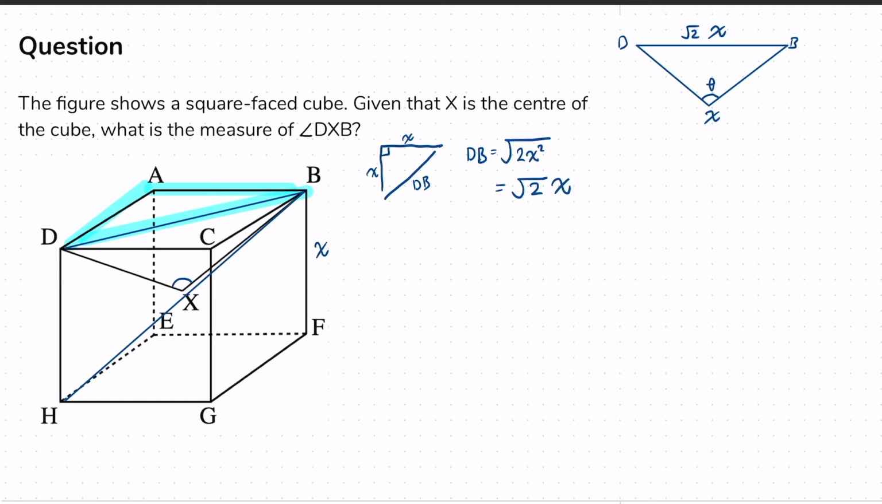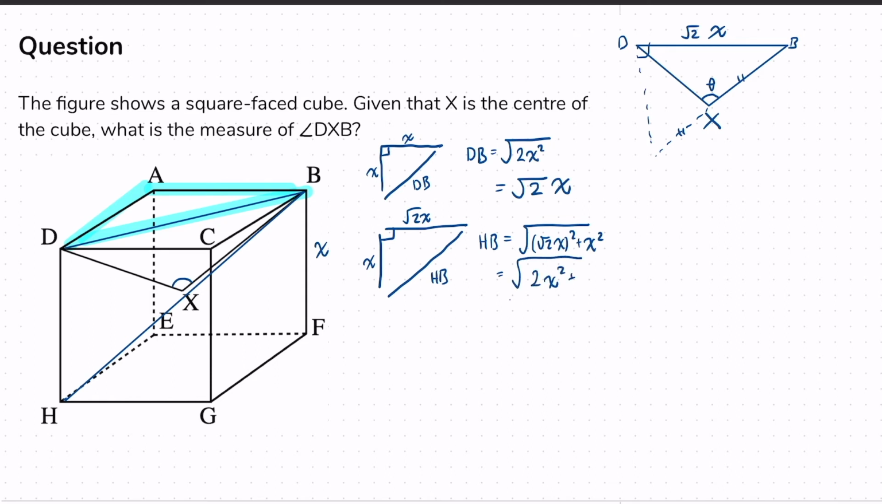but H to B, that's going through the middle. And so this space here, let's do this x slightly differently, is half of this space here. And we've got another right angled triangle. This right angled triangle looks like this, square root of 2 times x, x over here, so HB is equal to the square root of 2x squared plus x squared, or after we simplify this down, it'll be the square root of 3 times x.